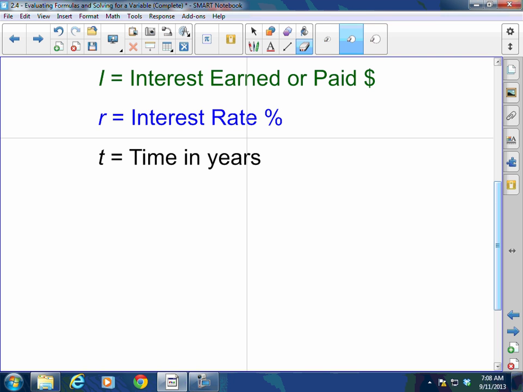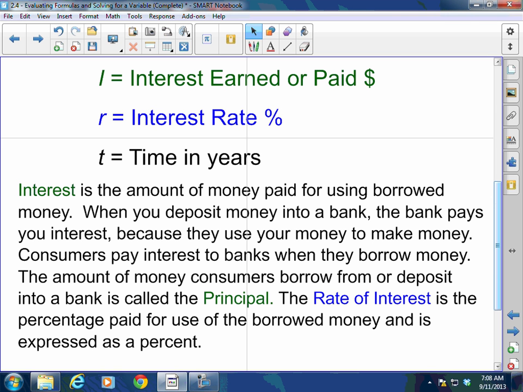All right, now, let's talk about the actual concept here. Interest, I put it in green because the interest that you earn is money. Interest is the amount of money paid for using borrowed money, plain and simple. Either you're borrowing money from a credit card or a bank, or the bank is borrowing money from you. Think about it. When you deposit money into a bank, the bank pays you interest. Why would they pay you? Well, because they use your money to make money. They make investments, and they make money off of your money, and then they pay you for using your money. That's how banks work in a nutshell.